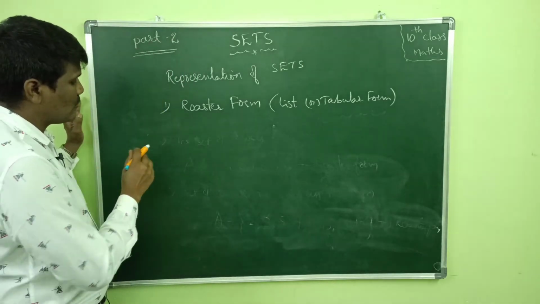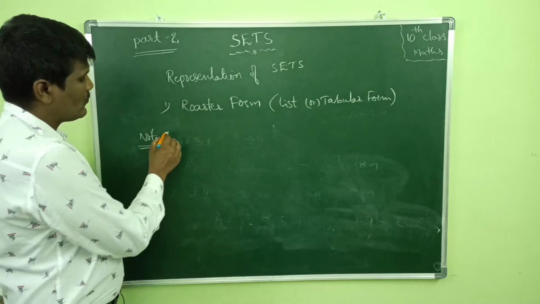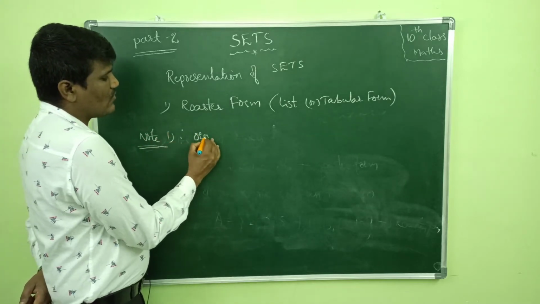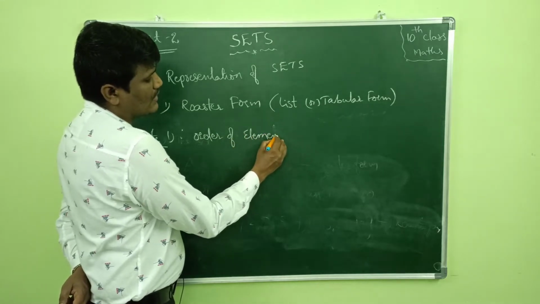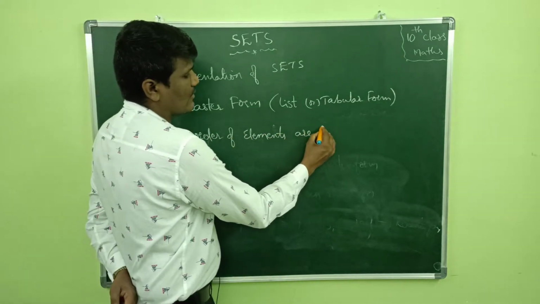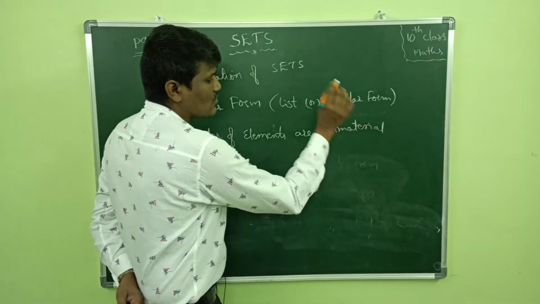Let us take note 1. The first one is that the order of elements is immaterial. This is the first point in the roster form.